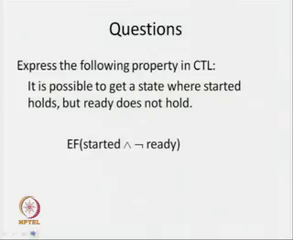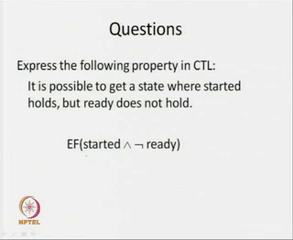So, we will find that we can express this property in CTL something like that. There exists a path in future where started is true, but ready is not true. So, this property we are going to capture in CTL like that. There exists a path in future where started is true and ready is not true. So, this is the way we can capture it.